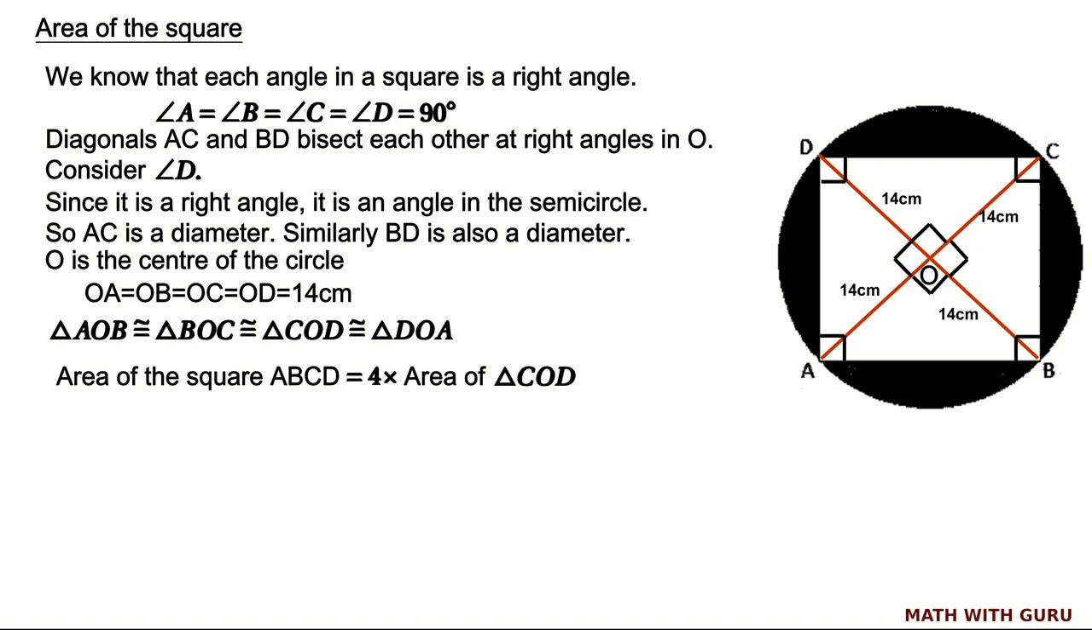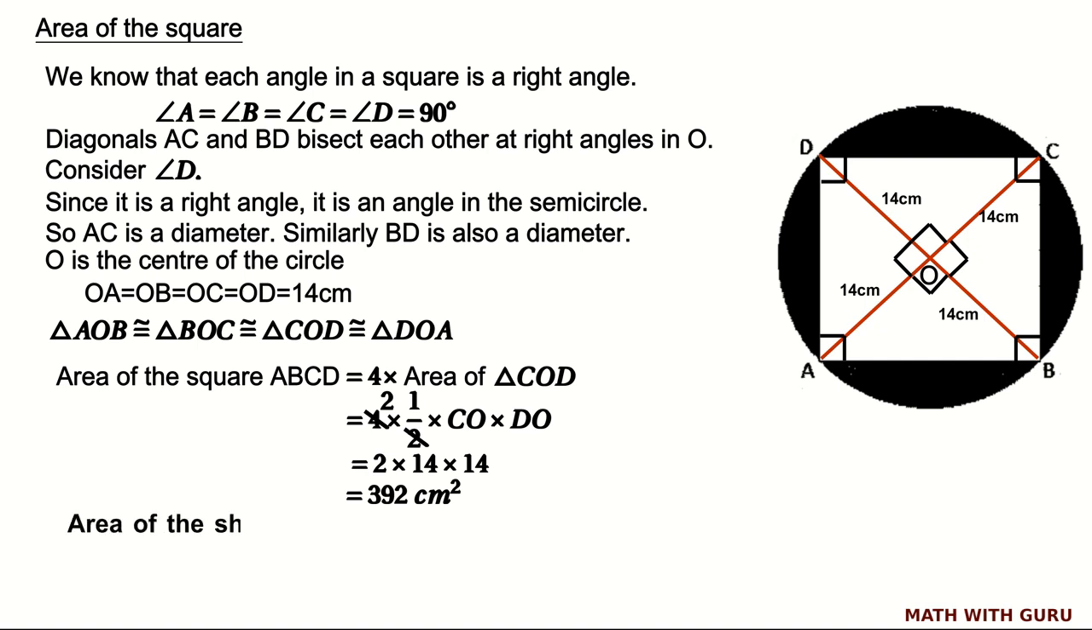Area of the square ABCD equals 4 times area of triangle COD. You can take any of the triangles. 4 into 1 over 2 into CO into DO. CO is the base, DO is the height, or DO into CO. You can take DO as the base, CO as the height. 2 2s are 4, 2 1s are 2. 2 into 14 into 14 equals 392 centimeter square.